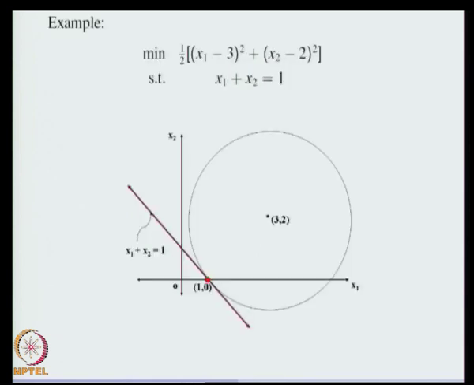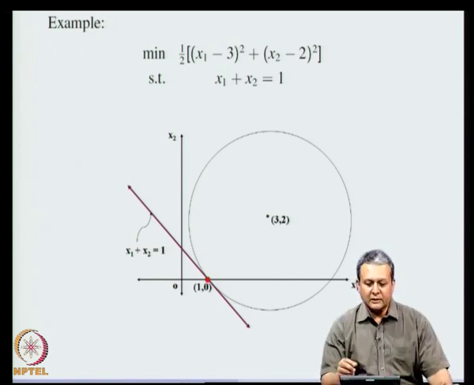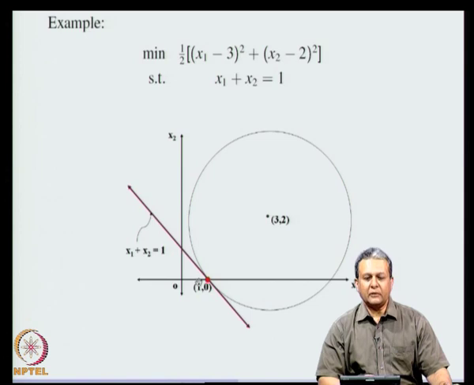Then we saw a couple of examples. In this example the problem is to find a circle of minimum radius which touches the line x1 plus x2 equal to 1, and as you can see here, the circle centered at (3, 2) will touch this line at (1, 0) and will have minimum radius. So, this is the optimal x.